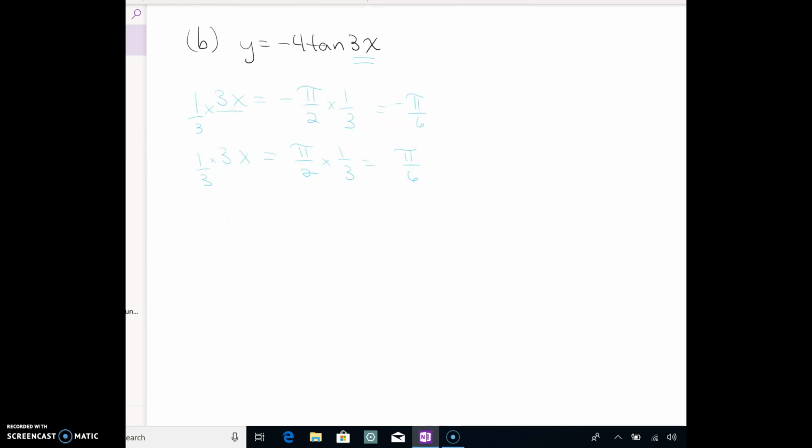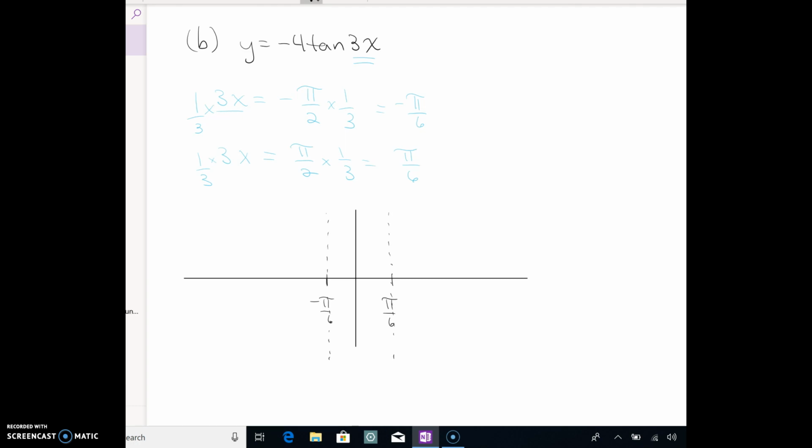Let's begin with, again, let's graph. Okay, this is what we know so far. We know that we have a vertical asymptote over here at negative pi over 6. We know that we have another vertical asymptote here at pi over 6. So let's draw these. So what this means is that our period changed.